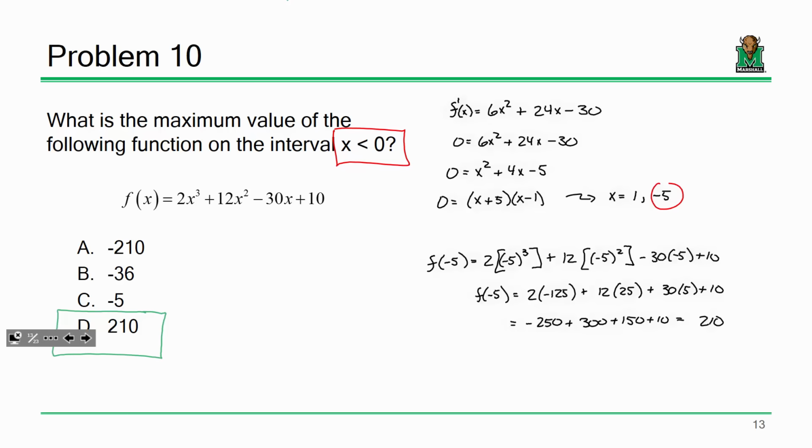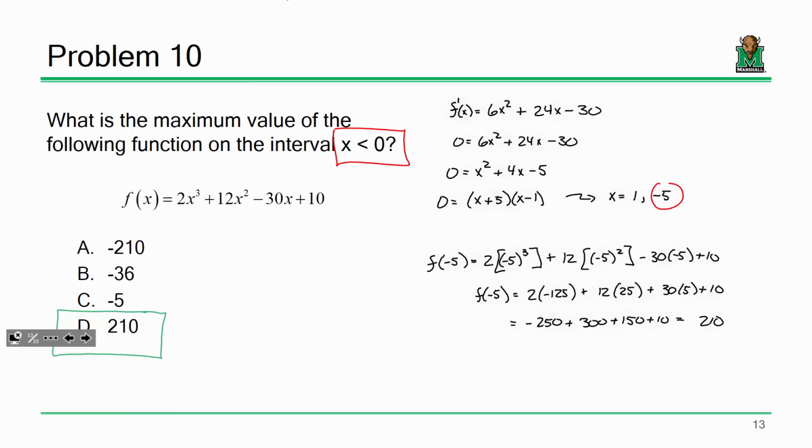Remember the second derivative test? Well, you could check the boundaries. First off, the boundary is really just x less than 0, so it's just 0. If I plug in 0, I'm going to get 10. So the numbers tell me that this is a maximum.